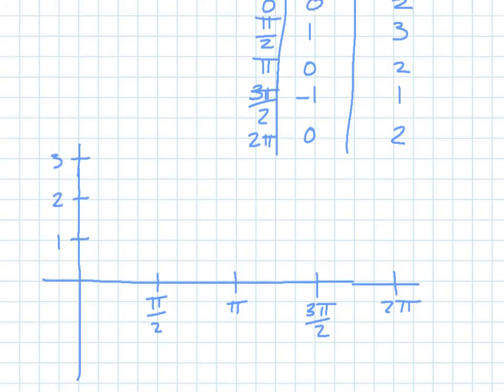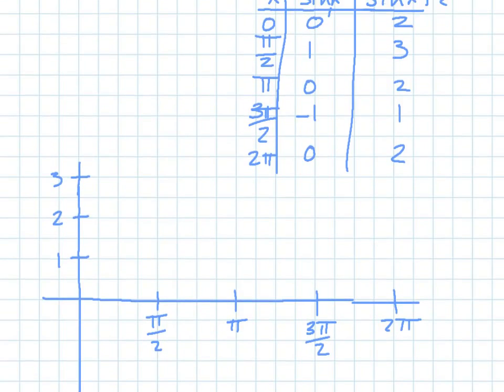So let's say now we shift everything up, so then 0 is 2, pi over 2 is 3, pi is 2, 3 pi over 2 is 1, and 2 pi is 2. So then I get the graph. It looks exactly the same as what we started with, but now we shifted everything up a value of 2.